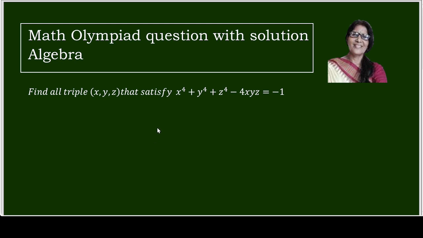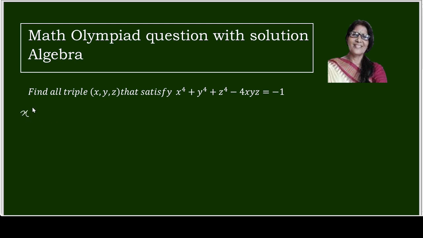Today I have taken a Maths Olympiad question from algebra. The question is: find all triples x, y, z that satisfy x to the power 4 plus y to the power 4 plus z to the power 4 minus 4xyz equals minus 1. So this is a Diophantine equation, that means three variables, only one equation is there. So we have to apply some critical thinking.